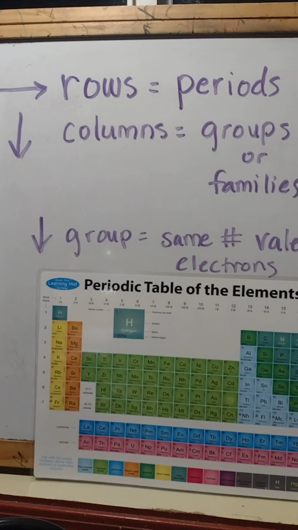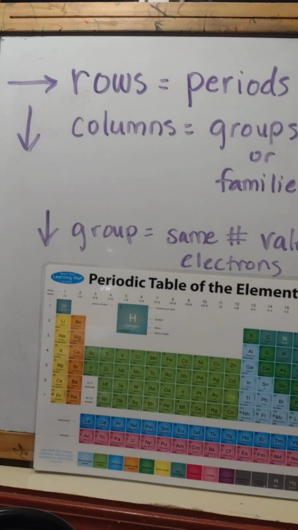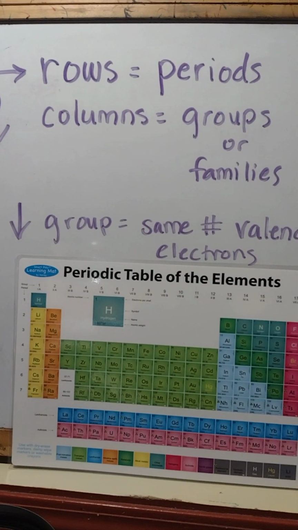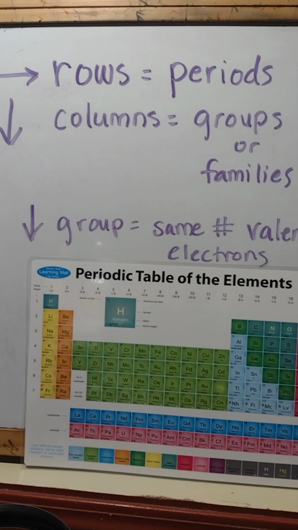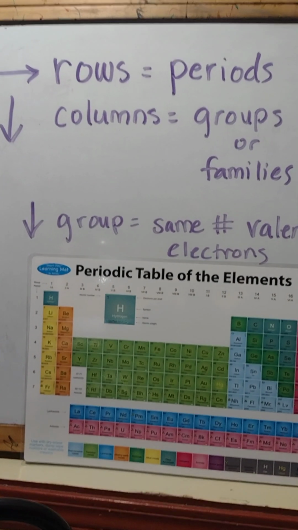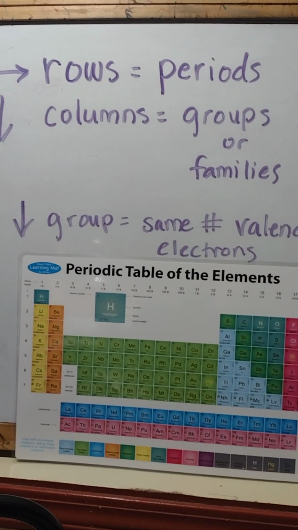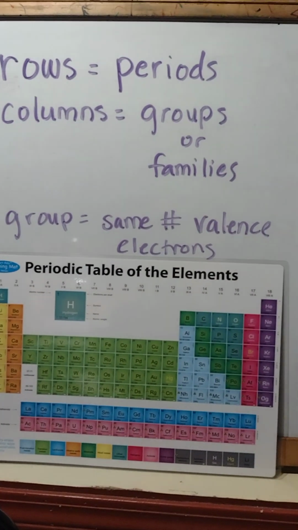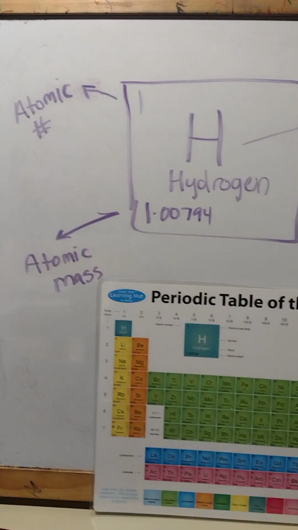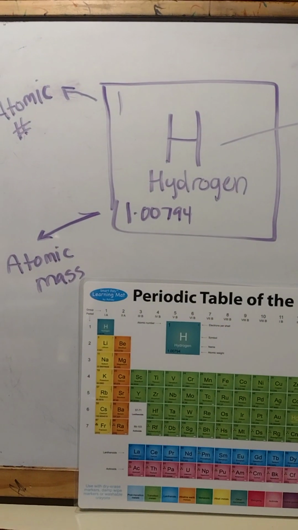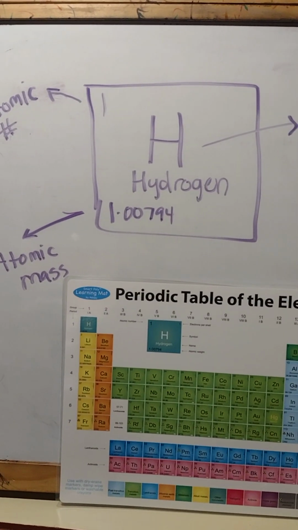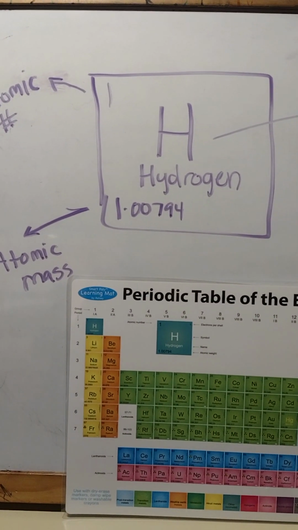So how he organized this was that the rows across are the periods when you're going across the periodic table, and then the columns going down are groups or families. And those groups, the columns going down, all have the same number of valence electrons. So you might be wondering what a valence electron is, and we'll go over that in just a little bit. But first I want to talk about each of those squares on the periodic table.